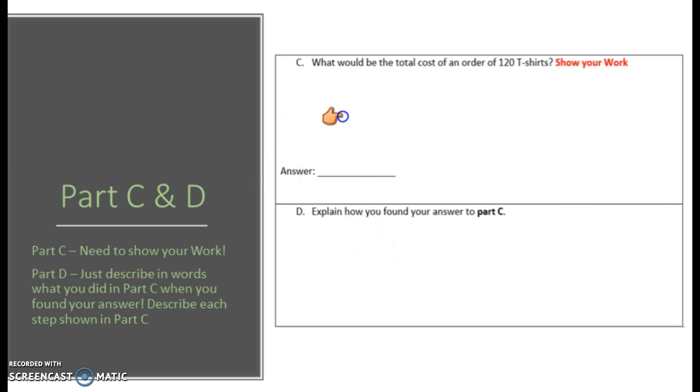Now, D is asking you to explain how you found your answer in part C. So one of the things you could do is just describe in words what you did in part C. When you're showing your work, there's several steps. So when you're doing those steps, describe in words what you're doing in that step and why. That's how you could do it. I figured if you showed your work here, then you can refer to the work that you showed to actually put it into words. Okay, then save the document.